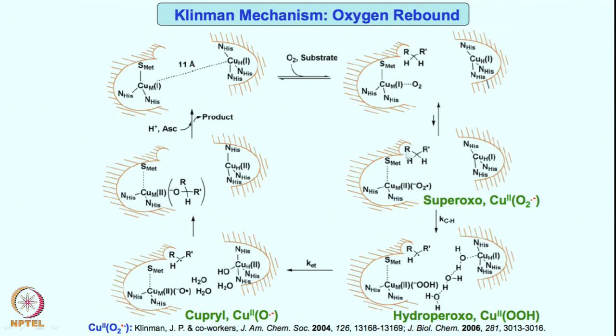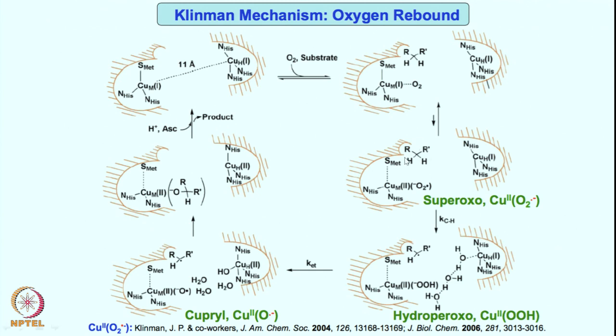Still the substrate is sitting very close to this active site, 2 histidine, 1 methionine, and you have a copper superoxo species right over here. Now from there on, what happens, this superoxo species can abstract a hydrogen atom from this organic substrate to give the hydroperoxo species. Wow. So as you can see, copper superoxo is right over there and copper hydroperoxo is right over there. As we have drawn over here, by this mechanism, this is the copper superoxo species which is abstracting the hydrogen atom, which is undoubtedly the key step for the substrate hydroxylation chemistry.